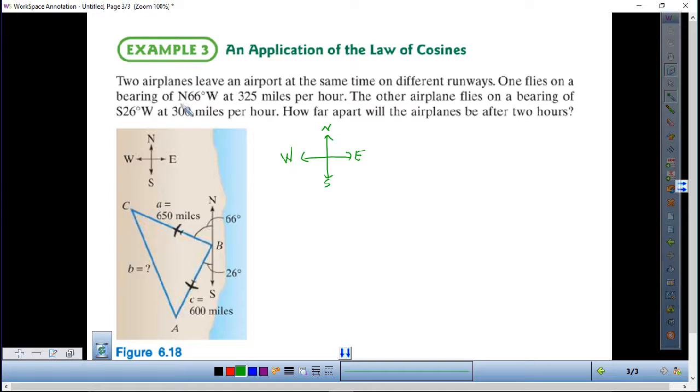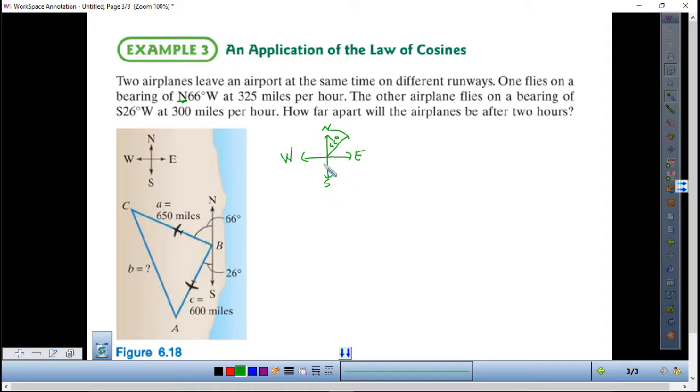Your first one tells you where you start. So we're starting at north and we're going 66 degrees to the west. So that means we're going to start here and we're going to go 66 degrees in this direction. So this is 66 degrees.